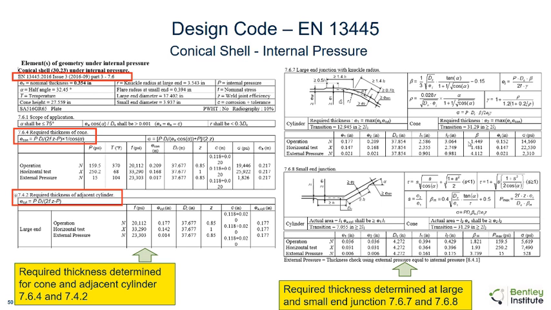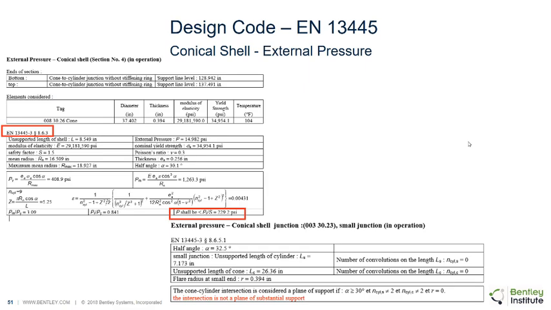The internal pressure-related calculations for conical shell include evaluating required thickness for cone and adjacent cylinder as per 7.6.4 and 7.4.2. The required thicknesses at the large and small ends of the conical junction are determined as per 7.6.7 and 7.6.8 respectively. External pressure calculations are performed as per 13445-3 section 8.6.3.